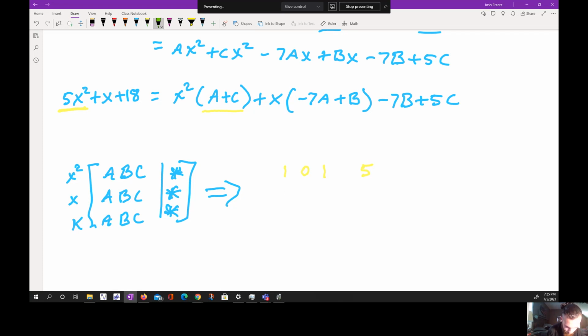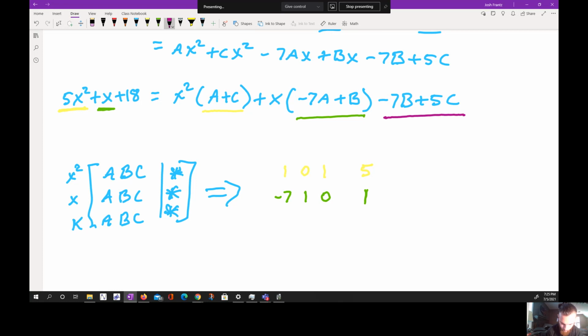Now we'll look at our x terms. Same thing. We'll look at what's inside the parentheses. We see we have negative 7a's, we have 1b, and we have 0c's. Then we look over at our other side, and it needs to equal 1. All right, perfect.